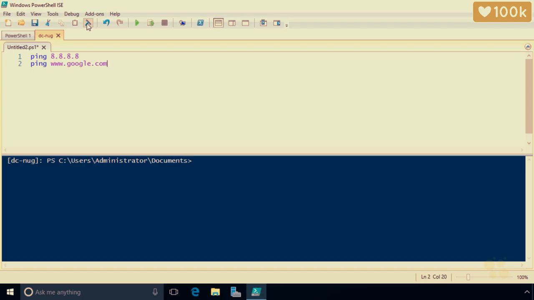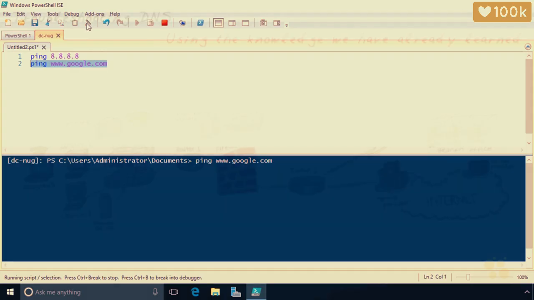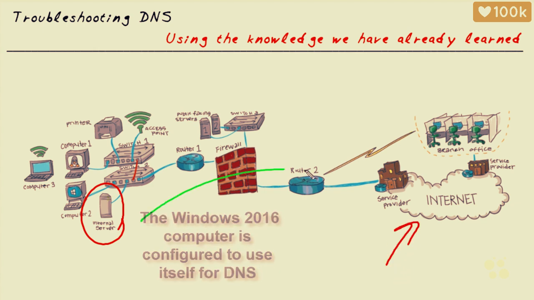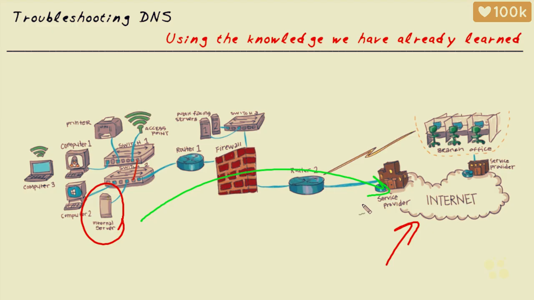So we'll go ahead and press F8 to execute line 2, and it looks like it does not. So let's think about this for a moment. If this internal server, this Windows 2016 server, cannot resolve names to IP addresses on the internet, and we have verified basic connectivity out to the internet based on IPs, what would cause that?